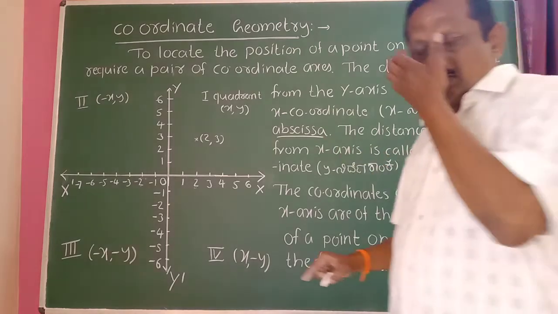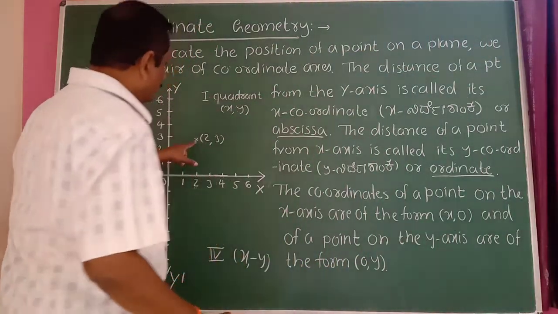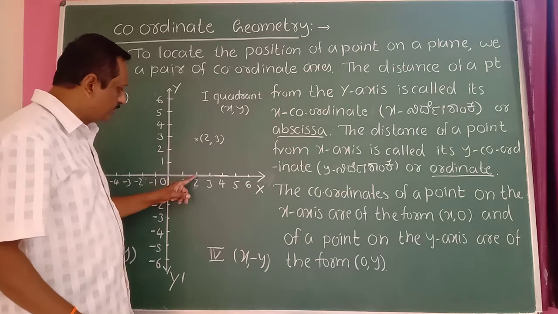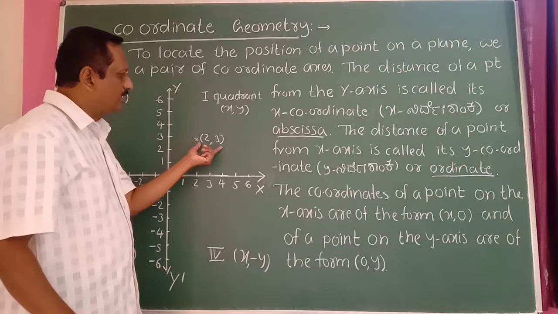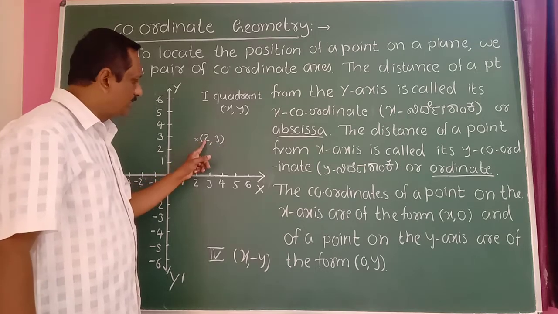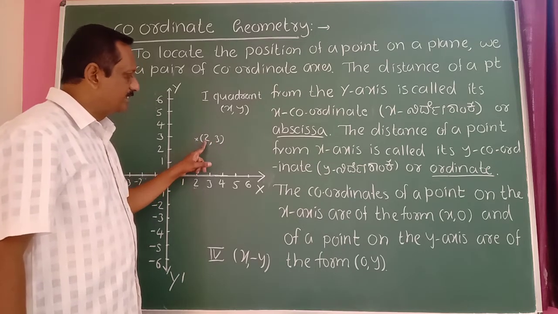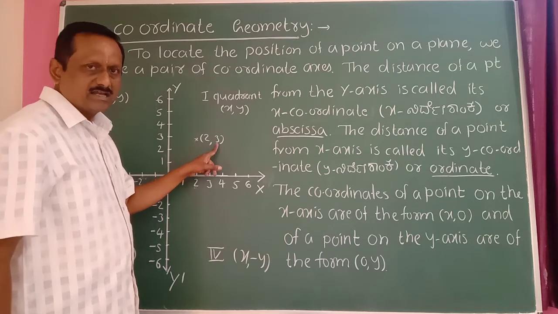Therefore, here is the point 2, 3. This distance is 2 units and this distance is 3 units. So 2, 3 are called coordinates: the x coordinate and the y coordinate.